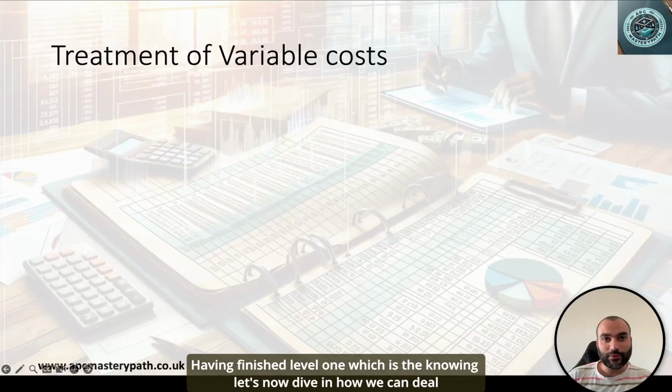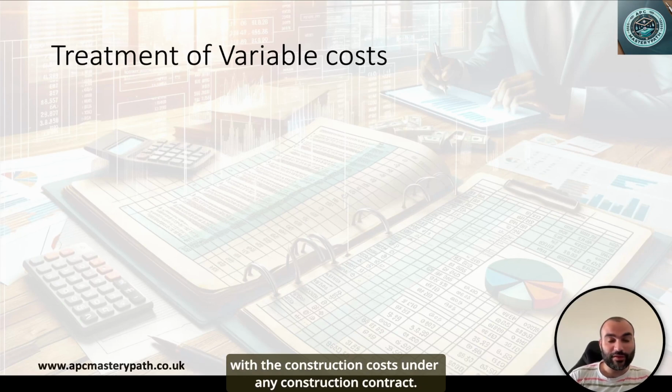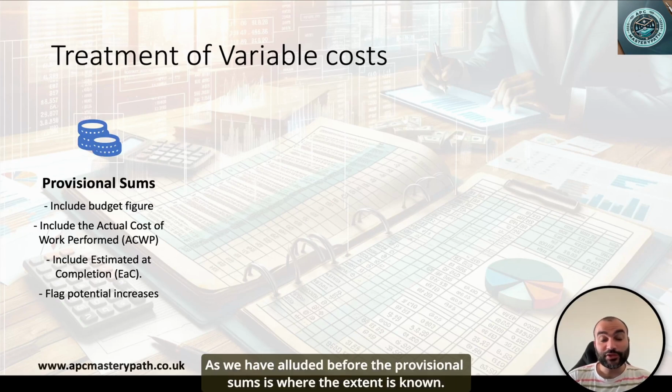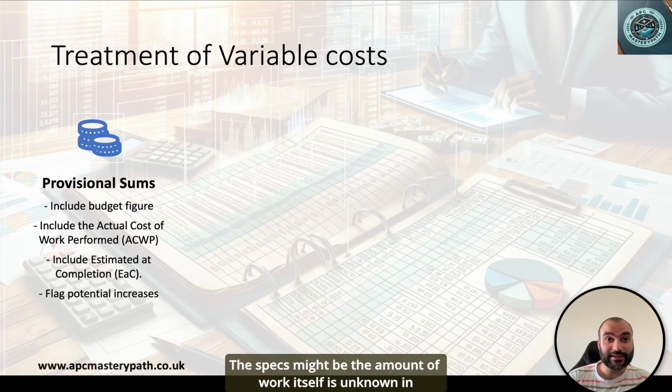Having finished level 1, which is the knowing, let's now dive in how we can deal with the construction costs under any construction contract. So the first thing is the provisional sums. As I've alluded before, the provisional sums is where the extent is known, the specs might be, the amount of work itself is unknown in terms of quantities and in terms of the magnitude of materials.